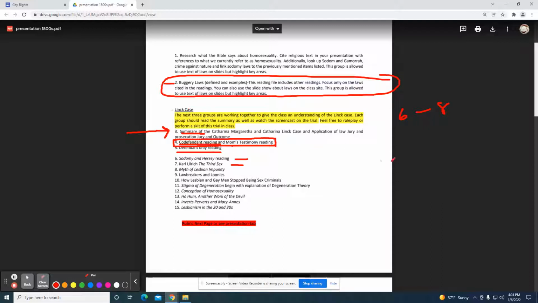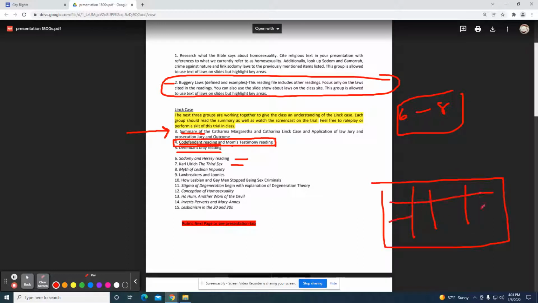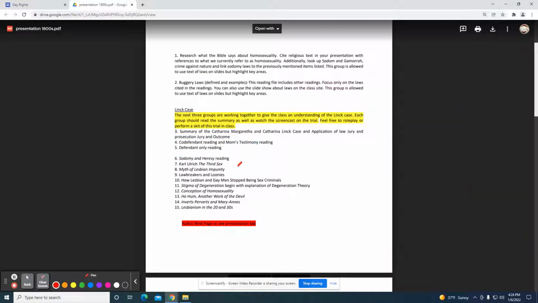So if you're given the Link case, what you want to try to do is role play the case. We'll have these 6 to 8 students do their presentation, and they'll present to the entire class, and the class needs to come away with an understanding of what this case was about. Everybody else is going to do a presentation on one of these readings.